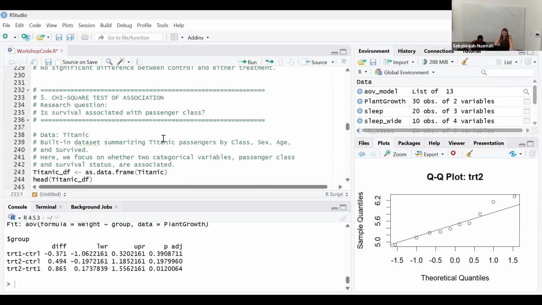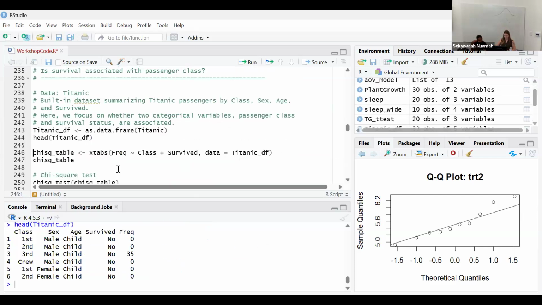Okay, so let's go ahead and move on to the next one. We'll work with the Titanic data. It's a very popular data set in R, so I'll just go ahead and print the top of it so we can see. Each person had a class. There were 4 different classes, male or female, the age, whether they survived or didn't, and then the frequency.